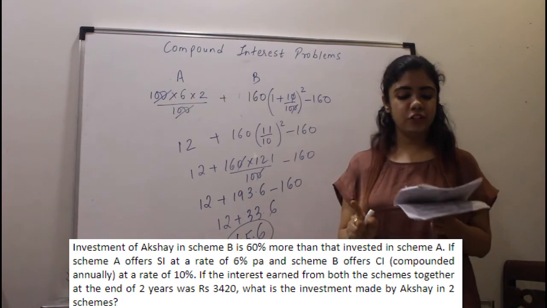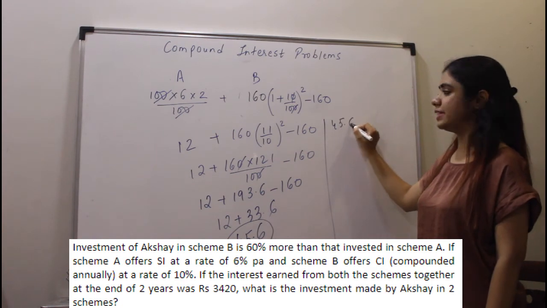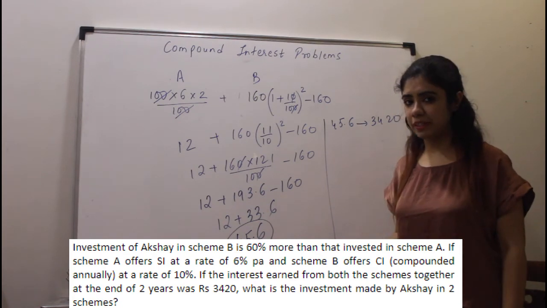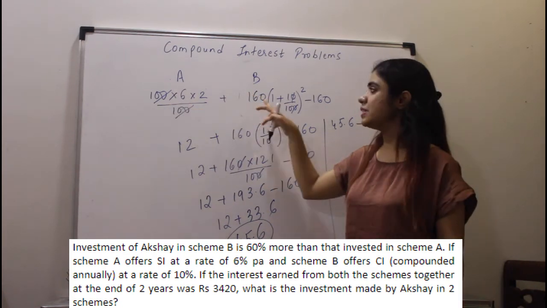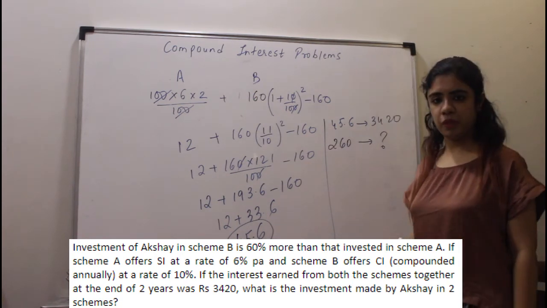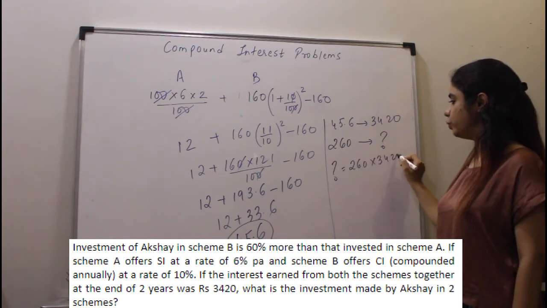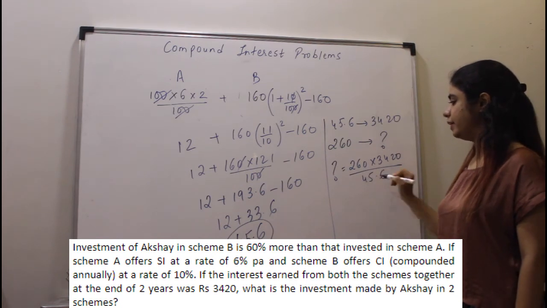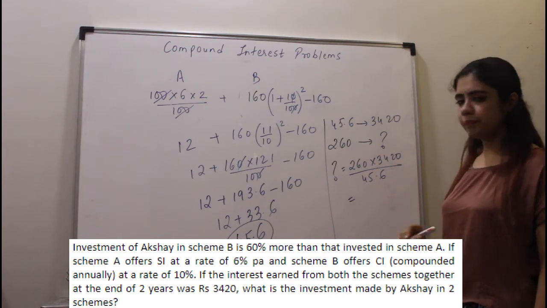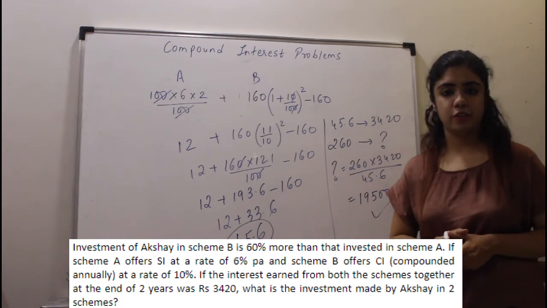But their interest is 3420. So our 45.6 is their 3420. So our total investment is 100 plus 160. So that is 260 is there how much? So if we cross multiply, this will be 260 into 3420 upon 45.6. So if you calculate this value, it comes out to be 19,500. Okay? So 19,500 is your answer.